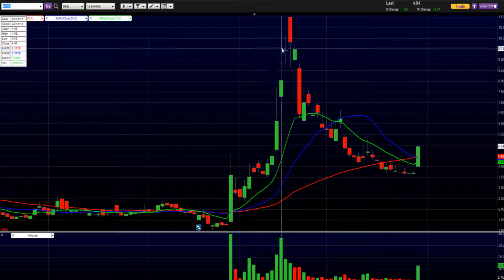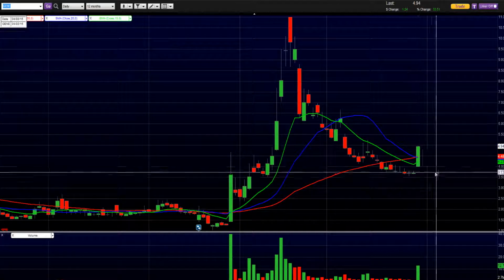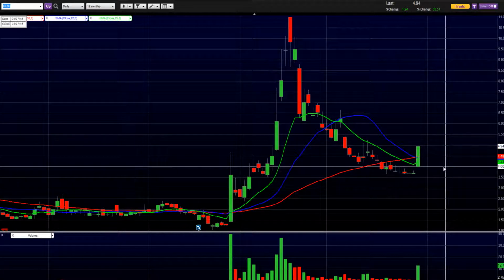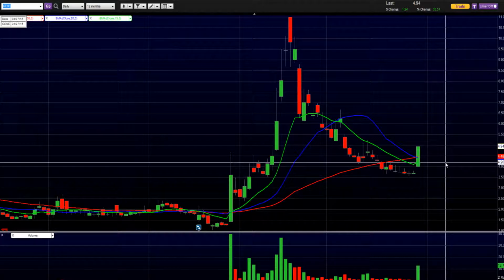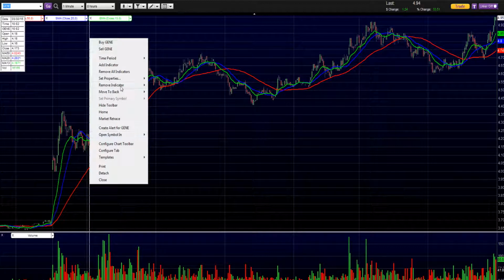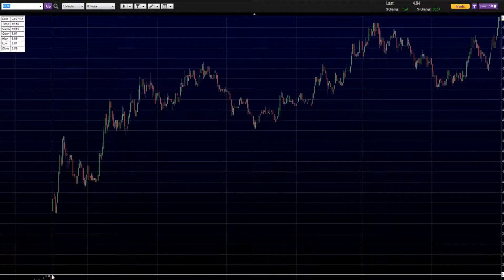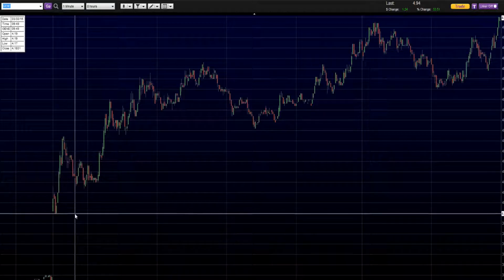Next example, GENE. What we're looking for is the previous day. We see that it was green, and then we see the gap up, which also happens to be above any prior resistance levels. So now we have a very bullish stock. Switch over to the 1 minute chart. Let's remove the indicators. You can see we've got a really good gap.